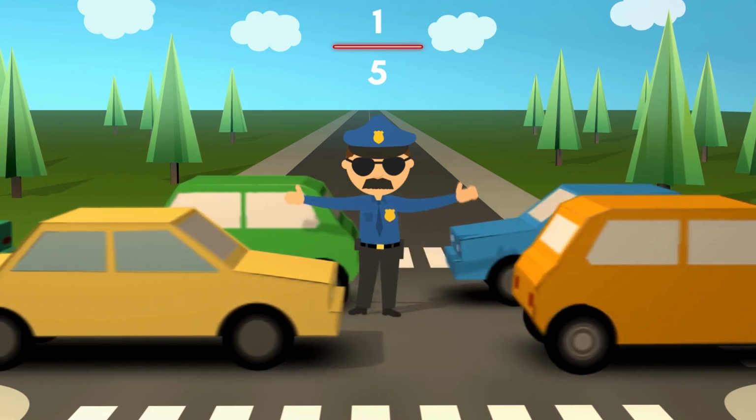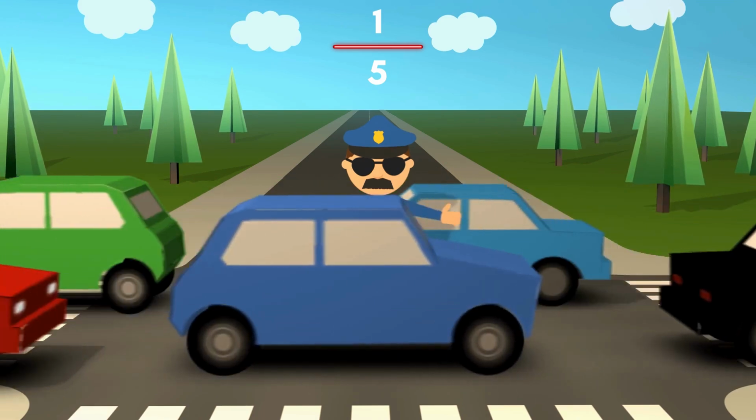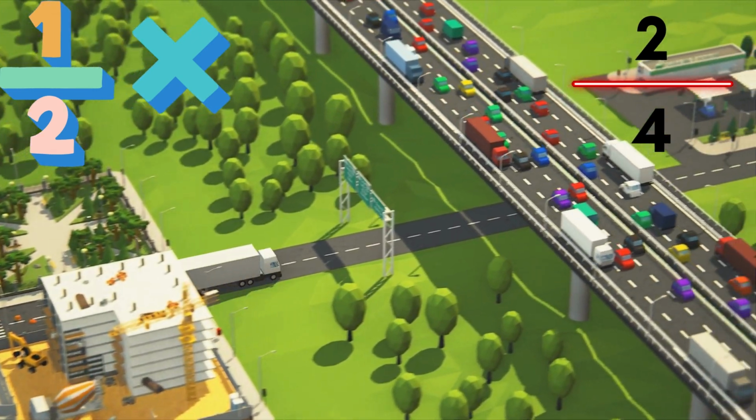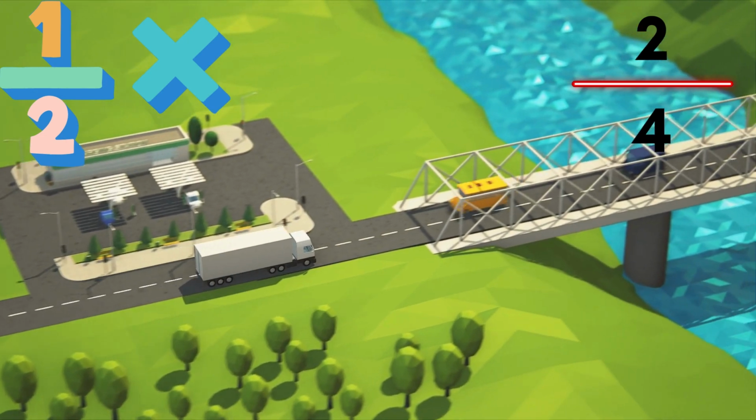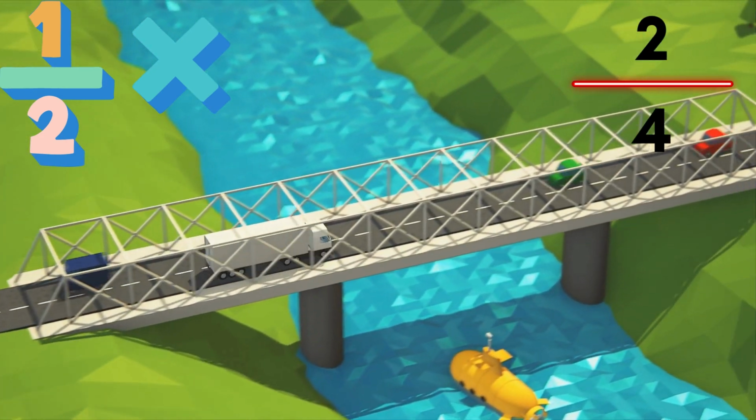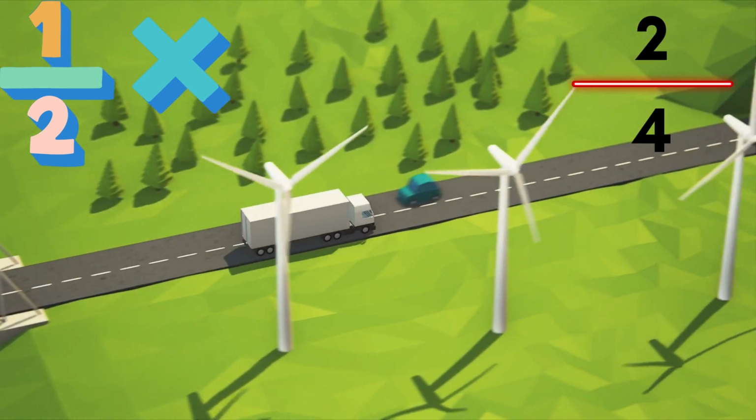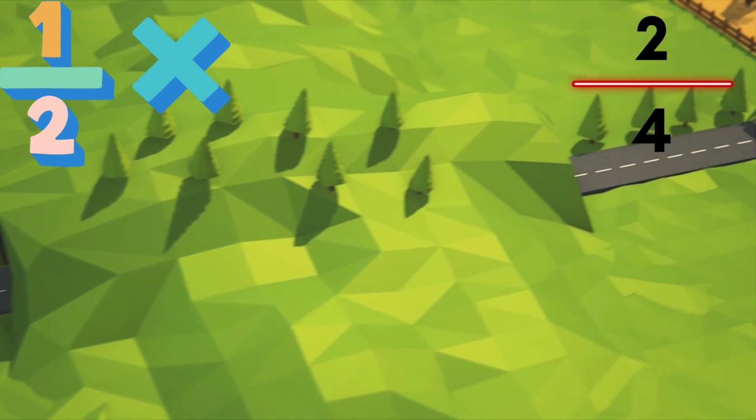Let's now dive into equivalent fractions. Equivalent fractions are different fractions that represent the same amount. For example, 1 over 2 and 2 over 4 are equivalent. We can find equivalent fractions by multiplying or dividing the numerator and denominator by the same number. If we multiply the numerator and denominator of 1 over 2 by 2, we get 2 over 4.